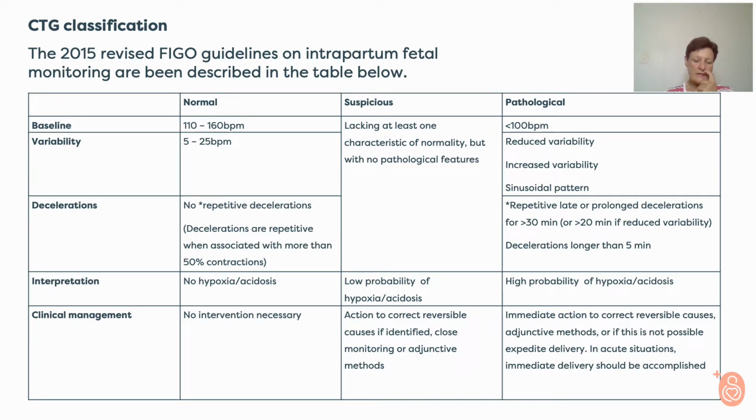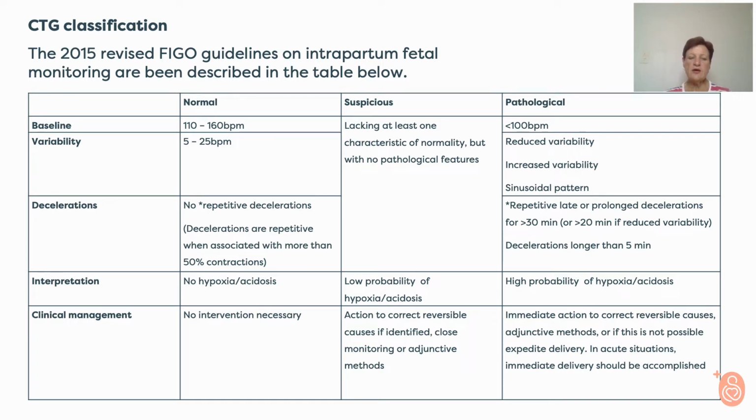Now, the interpretations for these different categories are as follows. If the fetal heart rate falls in the normal category, it means that there are no signs of hypoxia or acidosis. If it's suspicious, there's a low probability of hypoxia or acidosis, and when it falls in the pathological category, there's a high probability of hypoxia and acidosis.